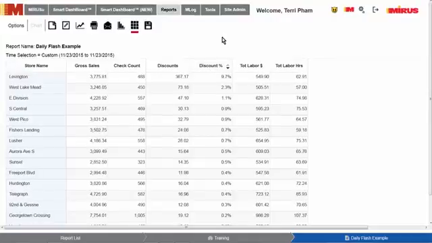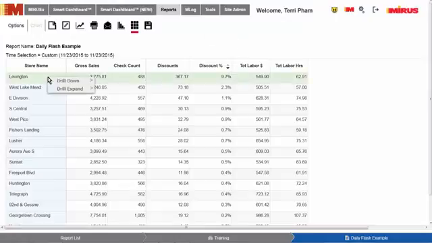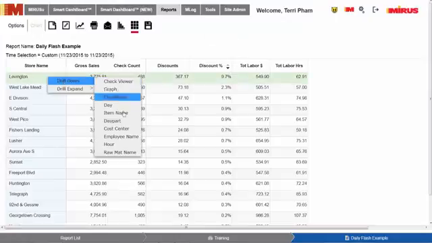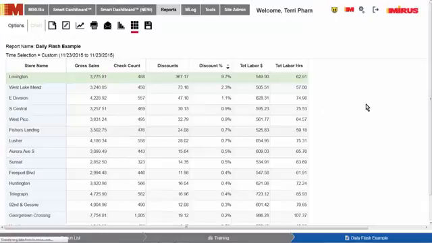I'm first going to sort on the discount percentage just to see which store has the highest discount percentage. And I can see that Levington has a 9.7%. That 9.7% is the discounts divided by the gross sales. As a district operator, I'm curious to know who makes up that $367 in the discounts. So I'm going to drill down to the actual employees.